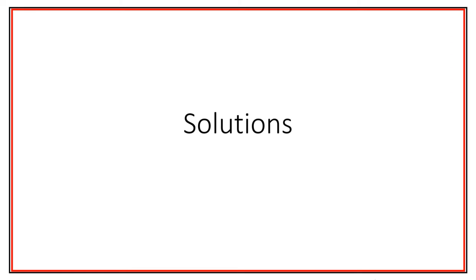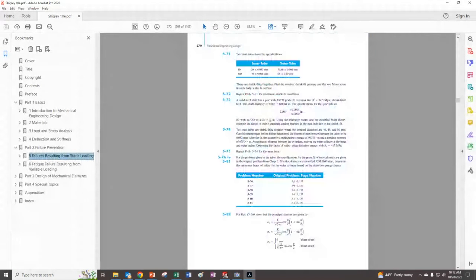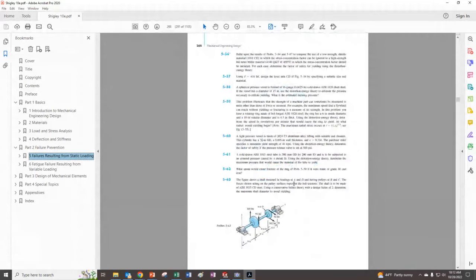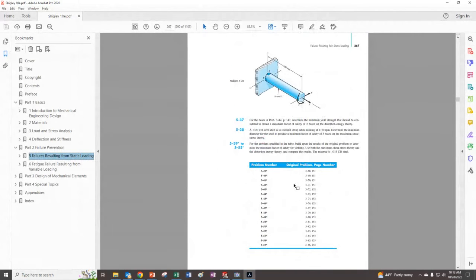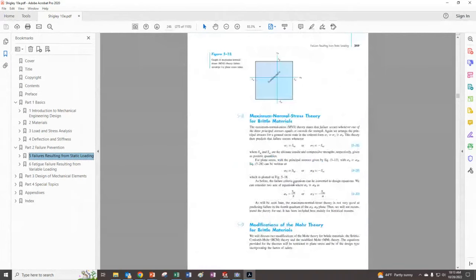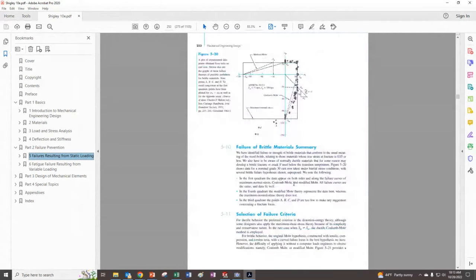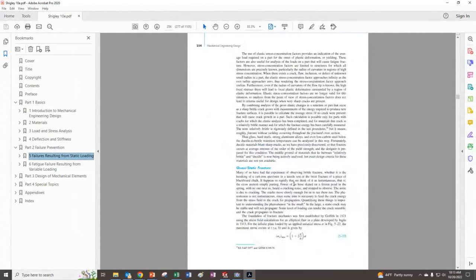And I have Shigley open or available. I have a file of Shigley open, so we can look through problems in here and also suggest them. Do you mind doing a stress concentration problem? Okay. Do you have a particular one in mind, or should we invent one? Not really. Probably invent one. Okay. All right. So let's see.